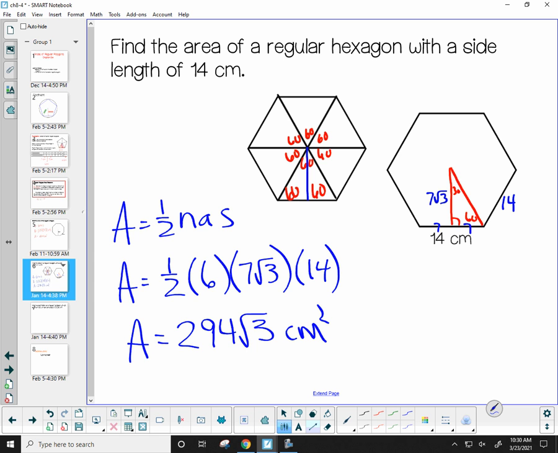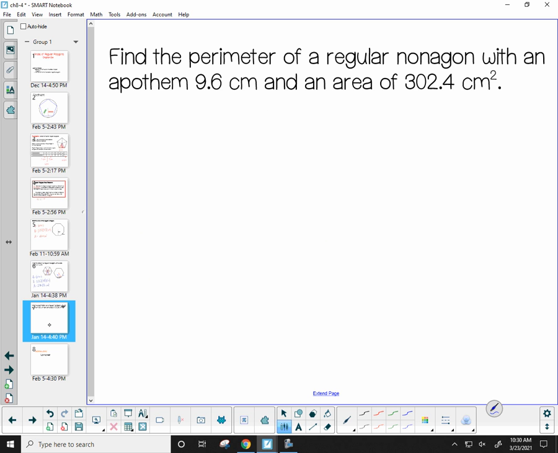All right, last problem. Last problem here says find the perimeter of a regular nonagon with an apothem of 9.6 centimeters and an area of 302.4 square centimeters. Because I want to find perimeter, remember we had the formula n times s to get the perimeter? So I can use the formula 1/2 AP. You can also do this by not using this formula.